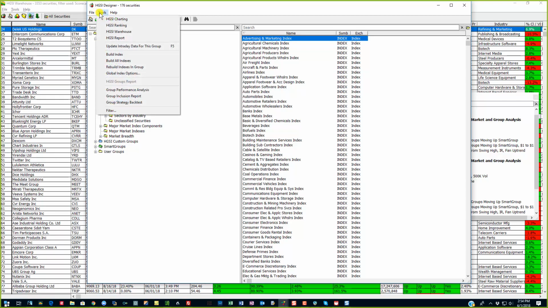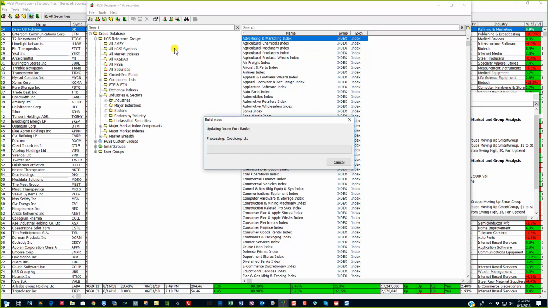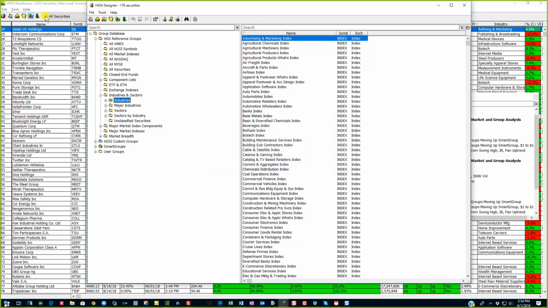I'm going under Tools, and I'm going to rebuild the indexes in the group. Now what this is doing, it's taking the current quotes, which are no more than 5 minutes old, and building all of these user groups. So anytime during the day, intraday, and Paul Reike does this a lot, he sees what is moving.